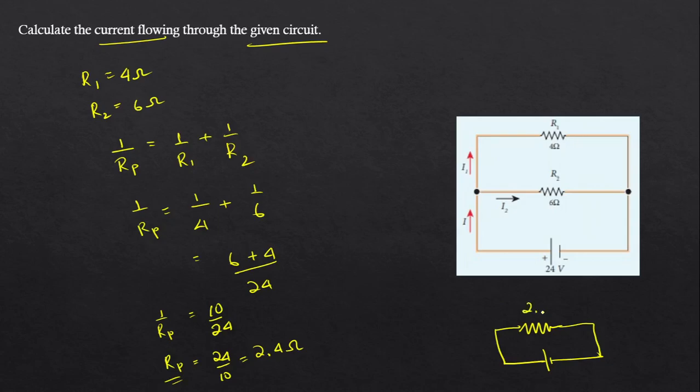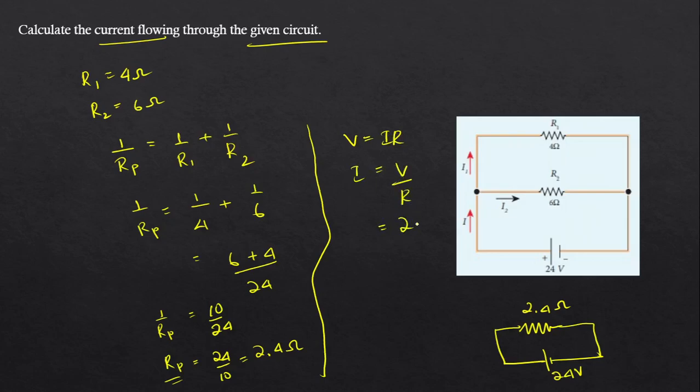Resistance is 2.4 ohms and voltage is 24 volts. If I want to calculate current, V is equal to IR. You should always start from here. I equals V by R. So 24 divided by 2.4, and this will be equal to 10 amperes. Current flowing through the circuit is 10 amperes.